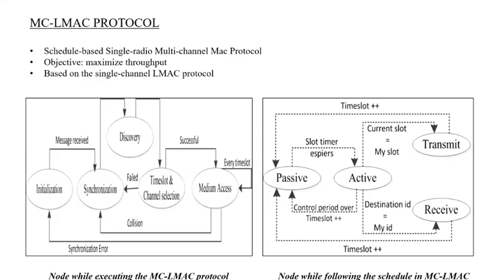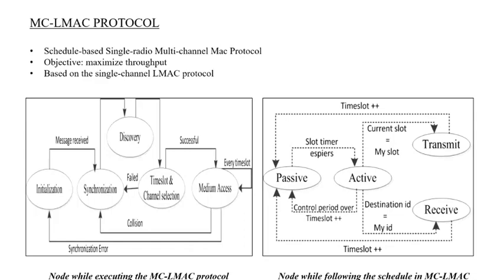It is based on the single channel LMAC protocol, and a node selects a time slot and a channel on which it is allowed to transmit. As we can see here, the figure on the left is the state diagram for the node while executing the MC-LMAC protocol, and the figure on the right shows the state diagram for the node while following the schedule in MC-LMAC.